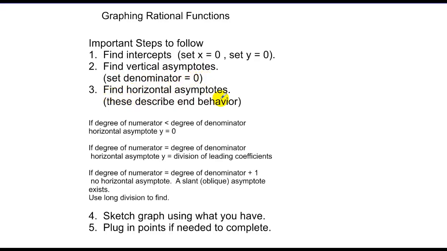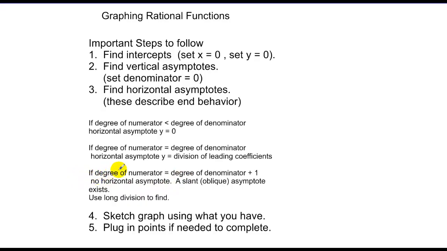For the horizontal asymptotes, there is a process of 3 items you need to look at to determine what the equation of that horizontal line is. If the degree, or the greatest power, of the numerator is less than the degree of the denominator, that horizontal asymptote is equal to 0. If the degree of the numerator equals the degree of the denominator, then the horizontal asymptote has an equation of y equals the division of the two leading coefficients.